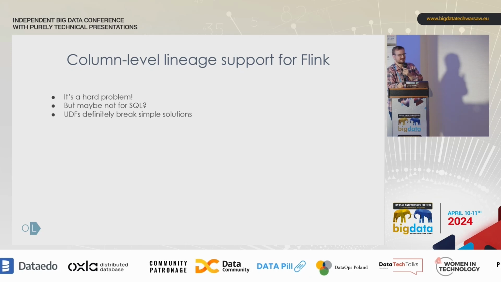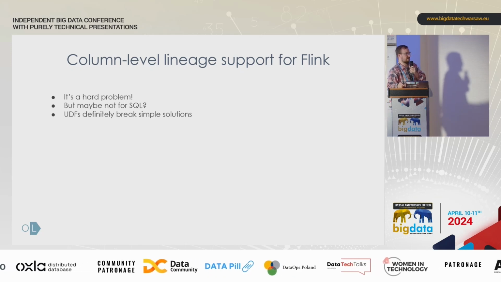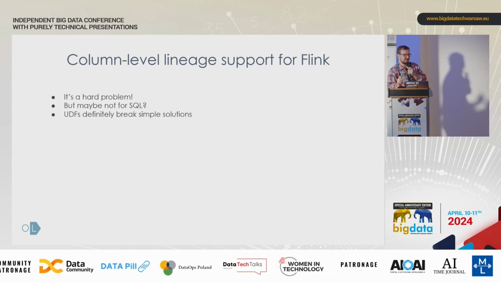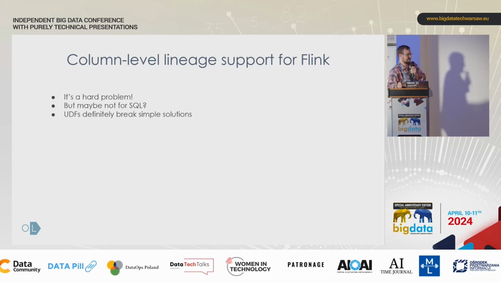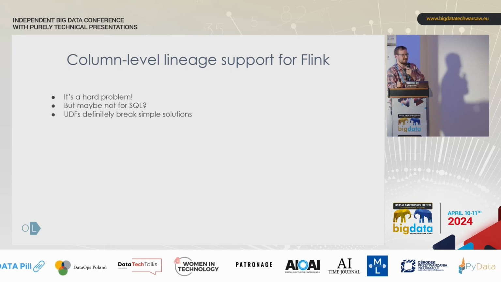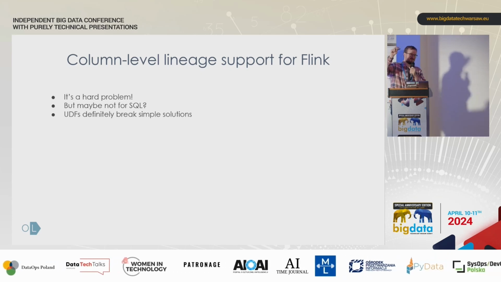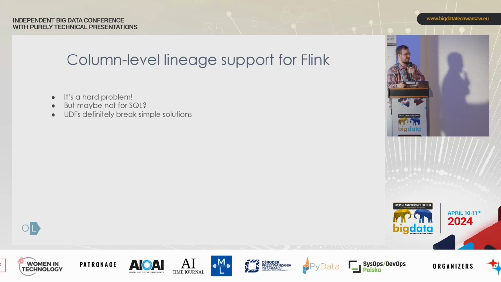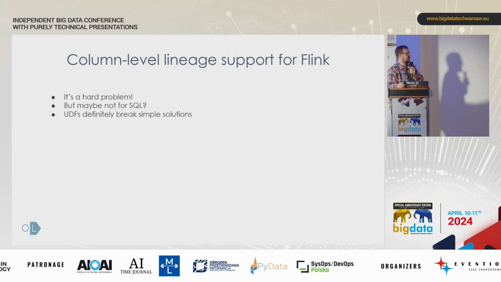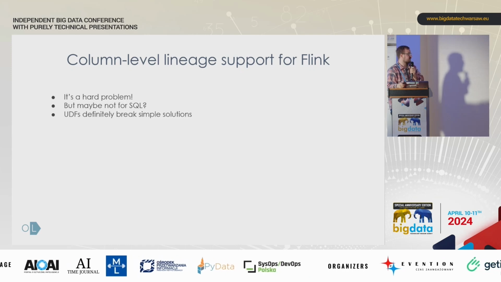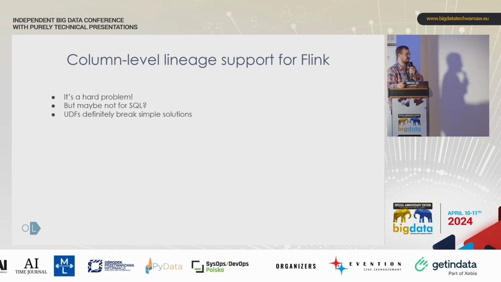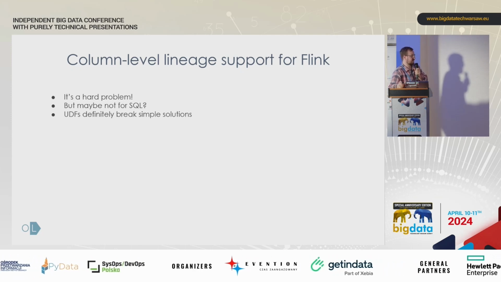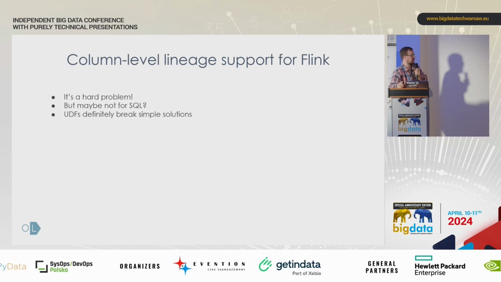SQL knows exactly which columns are being transformed to some other columns. And even if you do something like select star, Flink knows what the table is underneath. So we can resolve something like a wildcard star to actual columns, and then get the whole end-to-end column-level lineage. Unless you're using some UDFs that break those simple solutions, but there may be a solution to the UDF problem via some additional annotation.